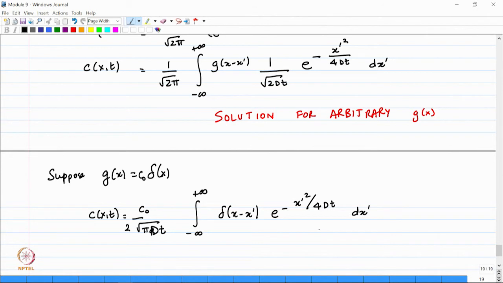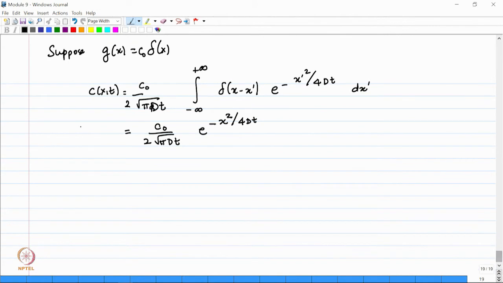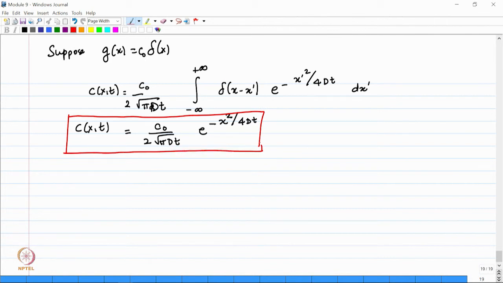Okay. So, now integral over the delta function of some function is just the function evaluated at x prime equal to x. So, this just becomes C0 by 2 square root of pi dt, e to the minus x square by 4 dt. So, now this is the solution. So, what does this solution mean physically? So, the physical interpretation of this solution is the following.